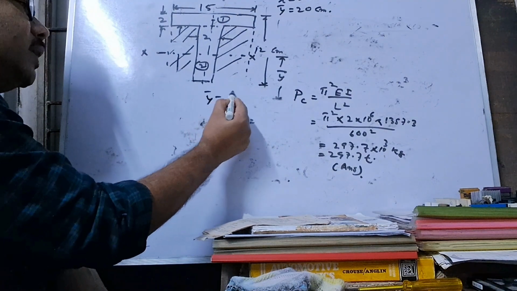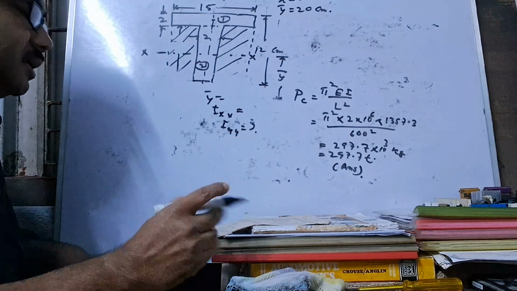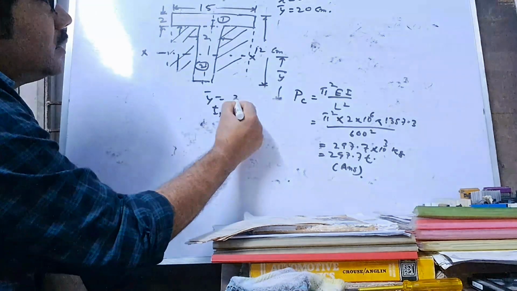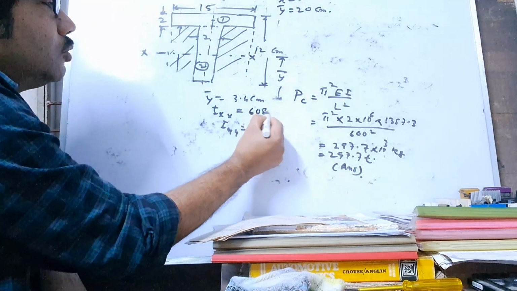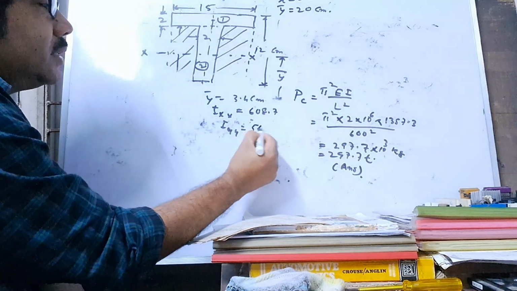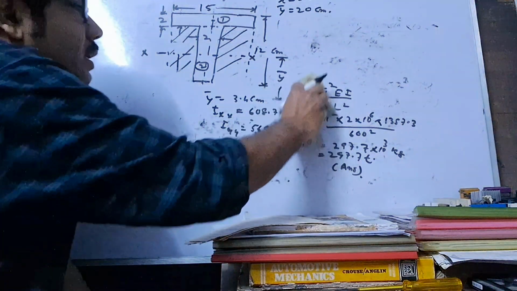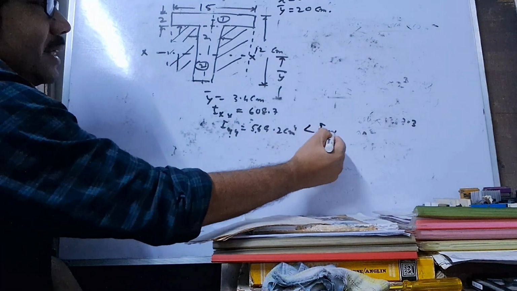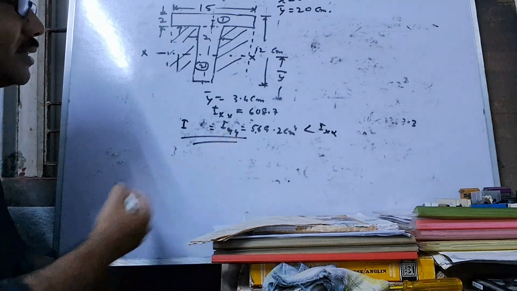And similarly, you calculate y bar, Ixx, Iyy, and here the answer: y bar is 3.4 centimeter, I suffix xx is 608.7, Iyy is 569.2 centimeter to the power 4. And here also I suffix yy is less than I suffix xx. So you take the value I as I suffix yy.